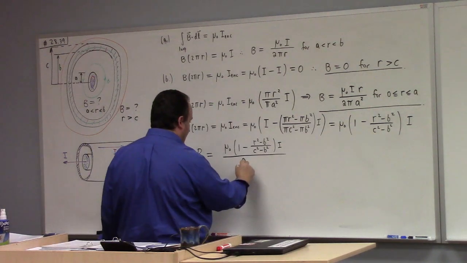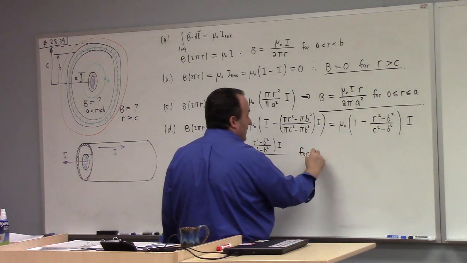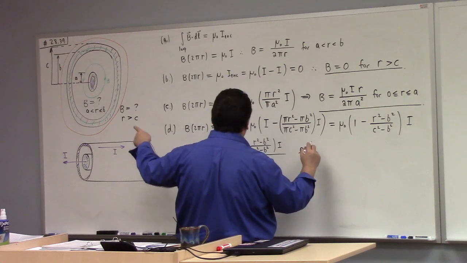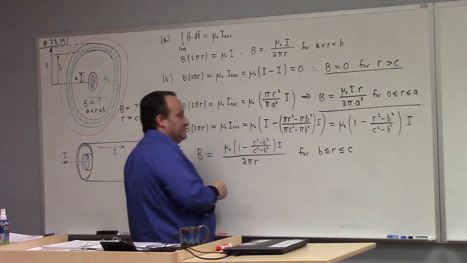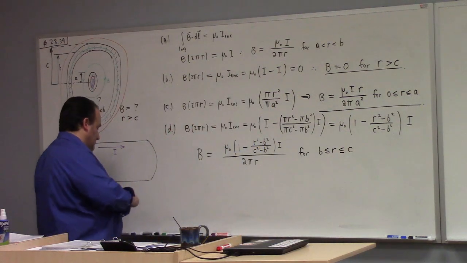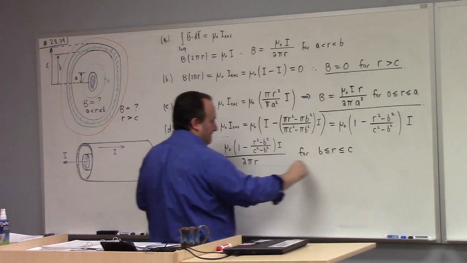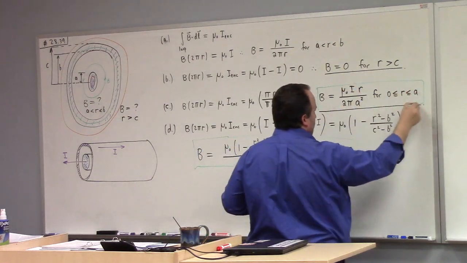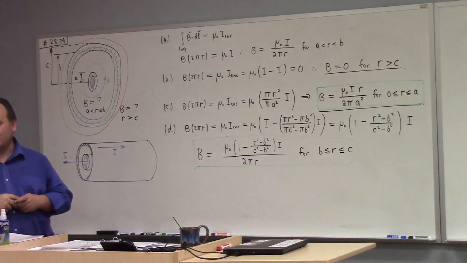2 pi r. And this would be for b less than or equal to r less than or equal to c. So the book didn't ask us for this one or for this one, but in fact these are very nice test questions, which I've asked before.